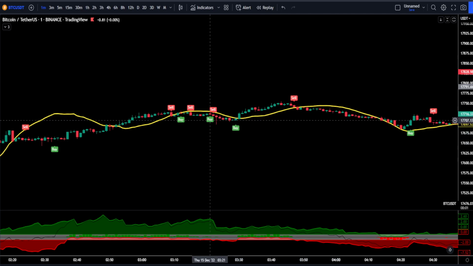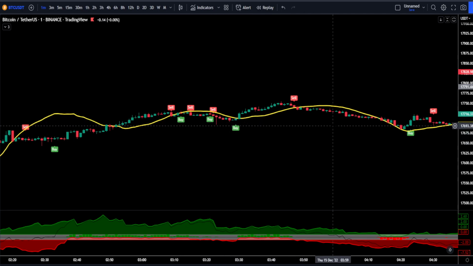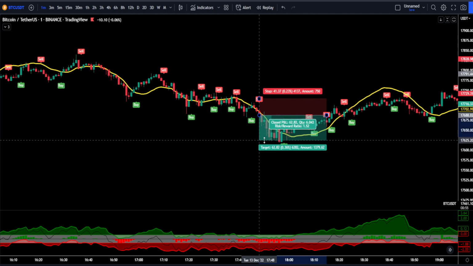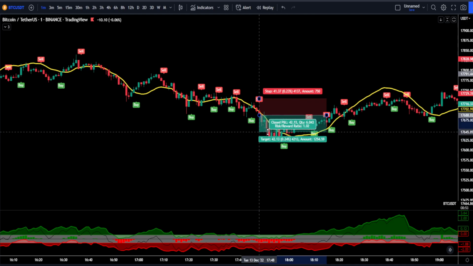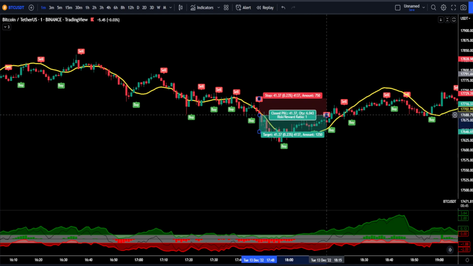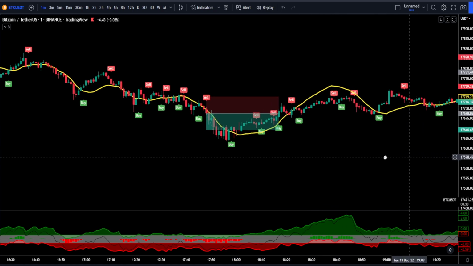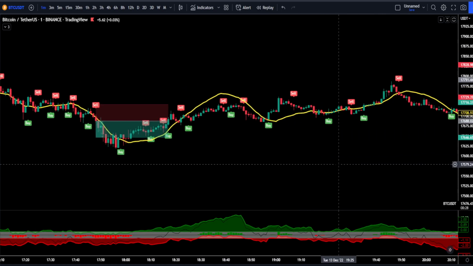ranging. We see that none of these signals were actually confirmed. Sometimes the price action will reach a risk to reward ratio of 1-to-1, and then it will move towards your stop loss. So yeah, I hope you understood this strategy. Definitely give it a try. Make sure you forward test it with paper money before trading it live.